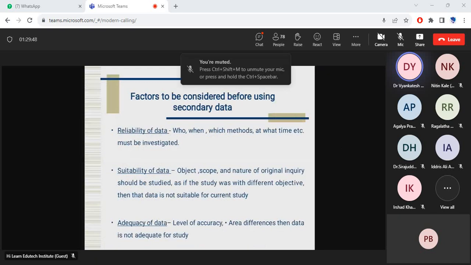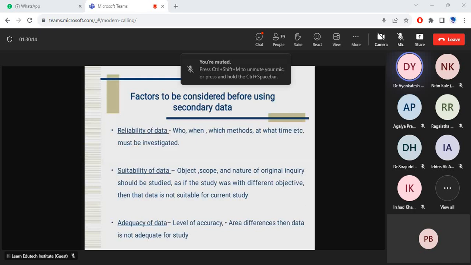Second, substantivity of data. Subject, object, scope, nature and originality of data should be studied. If the study was done with a different objective, then the data is not suitable for the current study. Definitely, object, scope, nature and originality should be studied as per the subject concerned. Different objective, then the data is not suitable for the current study.